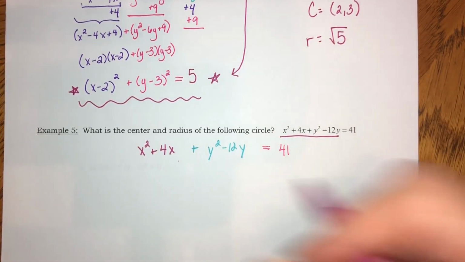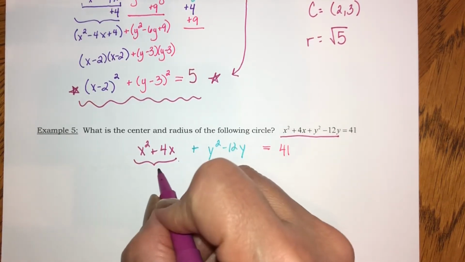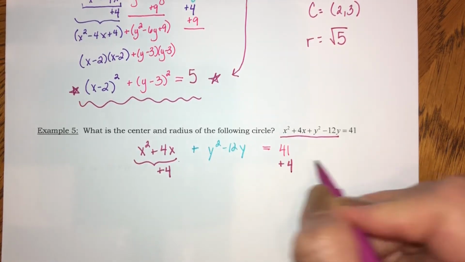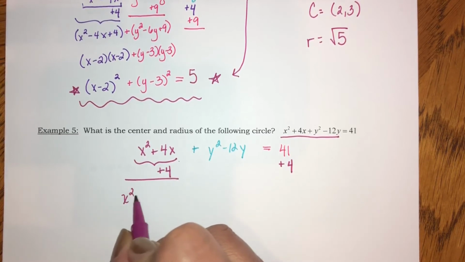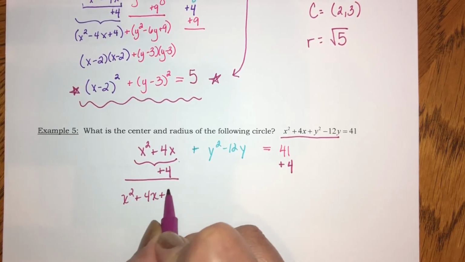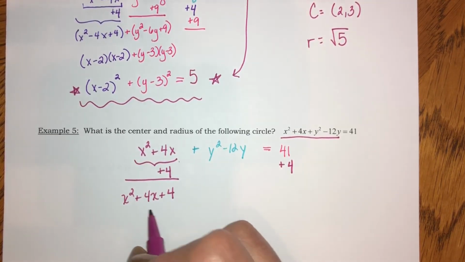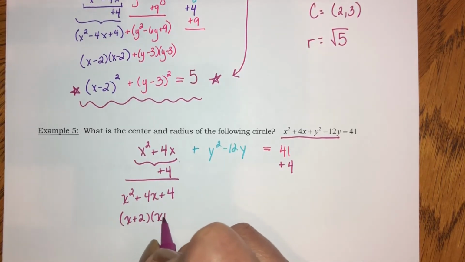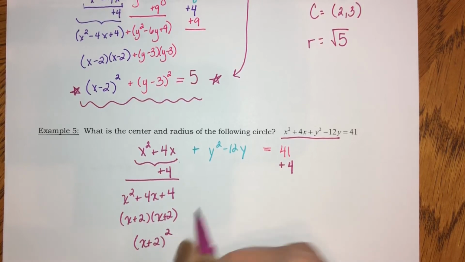So, to complete the first square, half of 4 is 2, 2 squared is 4. I need to add a 4 on this side of the equation, so I better add a 4 on the other side with the 41. This comes out to be x squared plus 4x plus 4, and I'm not adding or subtracting here, I'm just making it look prettier. This becomes x plus 2 times x plus 2, and that I'm allowed to write as x plus 2 squared.